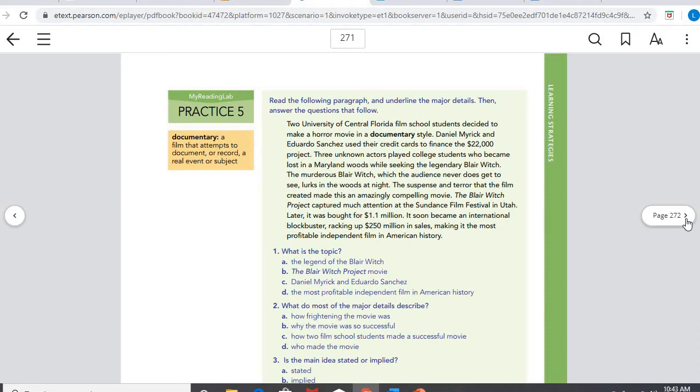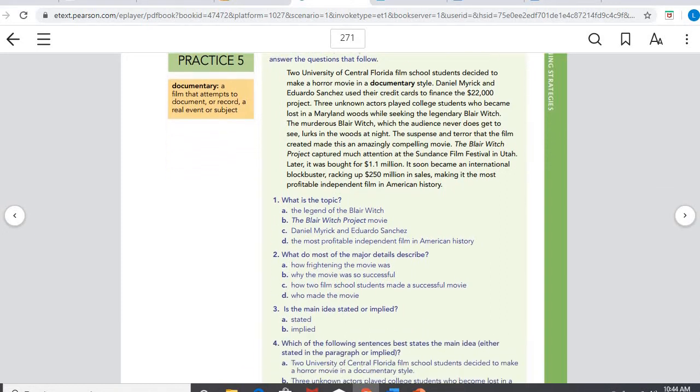The suspense and terror that the film created made this an amazingly compelling movie. The Blair Witch Project captured much attention at the Sundance Film Festival in Utah. Later, it was bought for $1.1 million. It soon became an international blockbuster, racking up $250 million in sales, making it the most profitable independent film in American history.